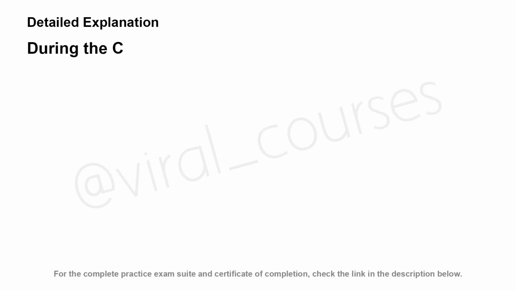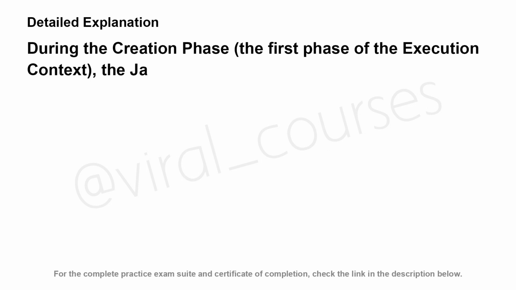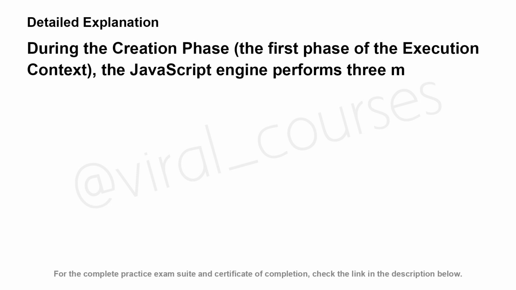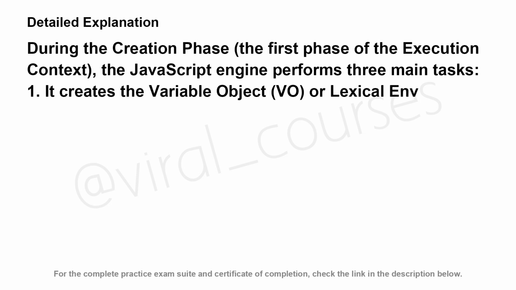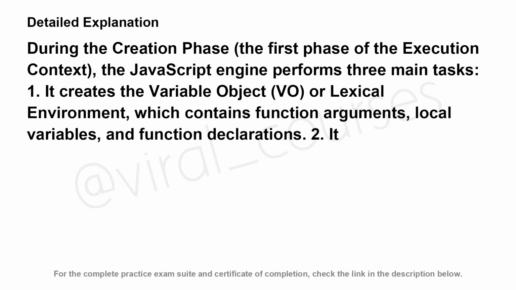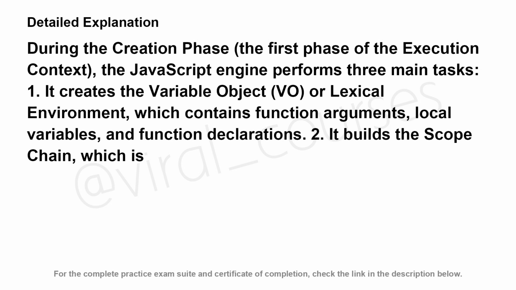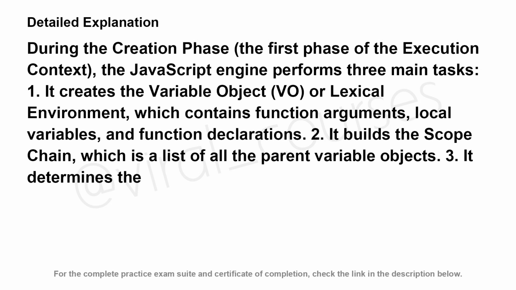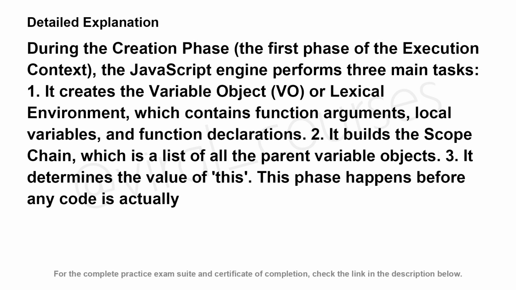During the creation phase, the first phase of the execution context, the JavaScript engine performs three main tasks. 1. It creates the variable object, VO, or lexical environment, which contains function arguments, local variables, and function declarations. 2. It builds the scope chain, which is a list of all the parent variable objects. 3. It determines the value of this. This phase happens before any code is actually executed line by line.